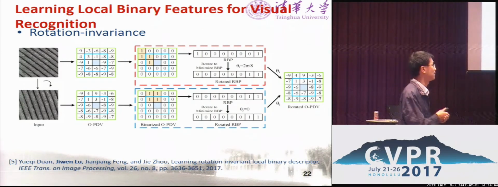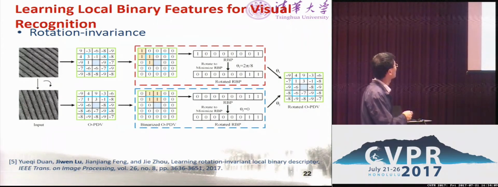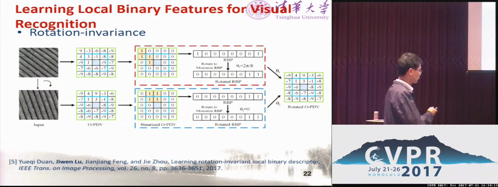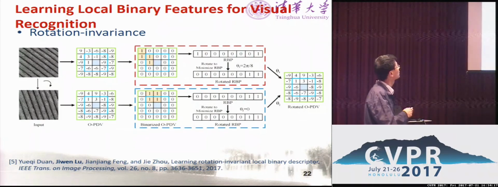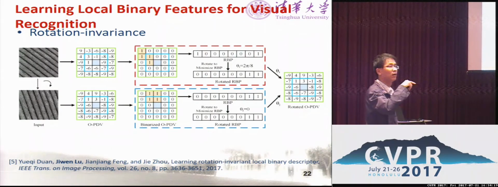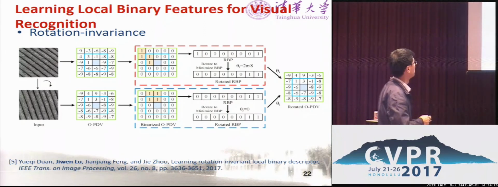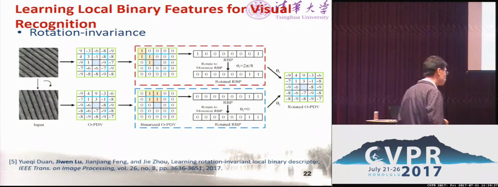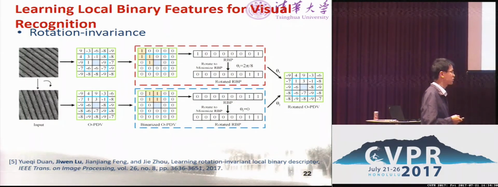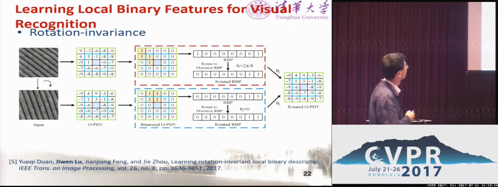So conventional local binary feature descriptors usually are not rotation robust. For example, here is a texture image. For this texture image, sometimes there are some rotations between these images, especially in texture classification. So in this case, previously the PDV value was computed based on a squared patch, so the PDV is not rotation invariant. How can we make the learned binary representations achieve the objective of rotation invariance?